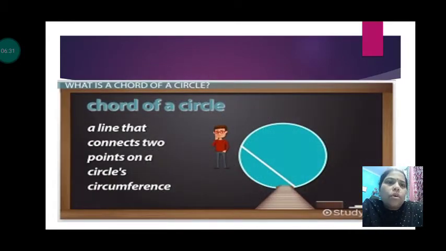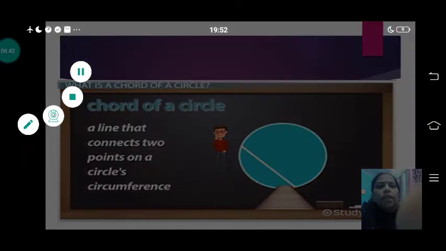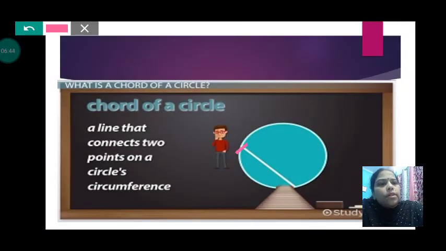First of all, see what is a chord of a circle. A chord of a circle is a line that connects two points on a circle's circumference. So here we see one point over here, the other point over here, and this line is connecting two points on the circle's circumference. That means the points are on the boundary, and this line connecting them is called the chord of the circle.